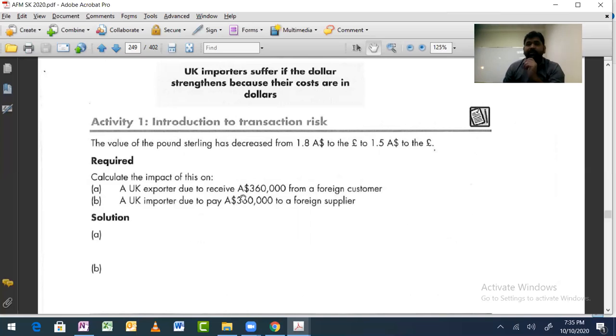200,000. Basically, this means that this UK exporter was supposed to receive 200,000, but since the rate has changed, now he will receive how much? 360 divided by 1.5. So he will get more money now. See, 240. He is getting 240 now. Correct? So he is getting more money. Again, how is he getting more money? Because see, he is a UK exporter.